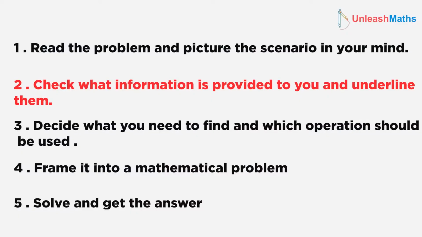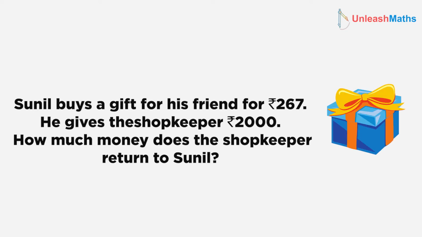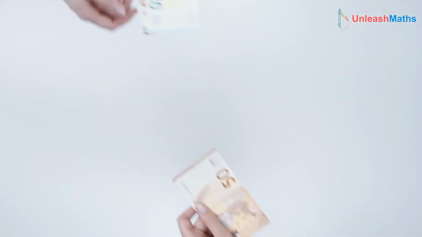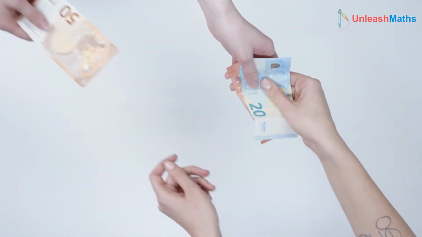So, after reading this and picturizing the scenario, we will check the information given in the question. The information is, the cost of the gift is rupees 267. Underline it. And Sunil paid a total of rupees 2000. Underline it. Next step is to decide what we need to find, that is, how much money does the shopkeeper return to Sunil.